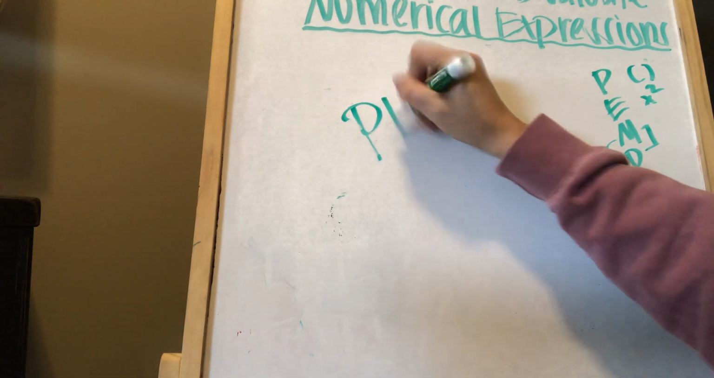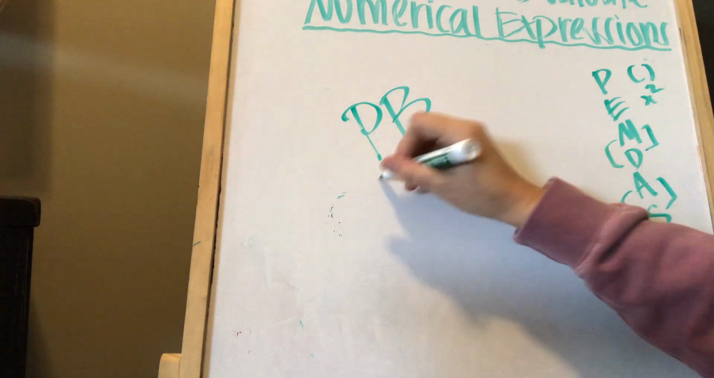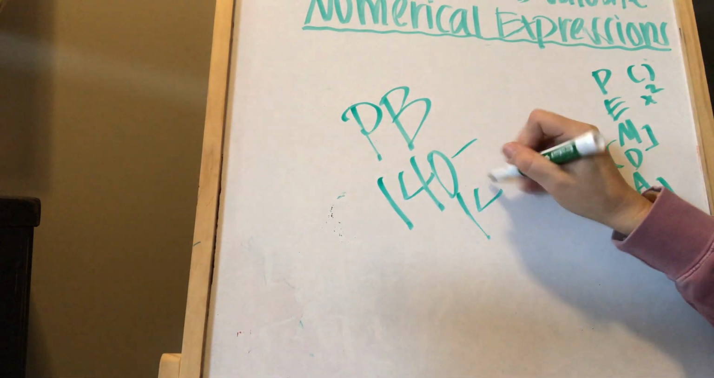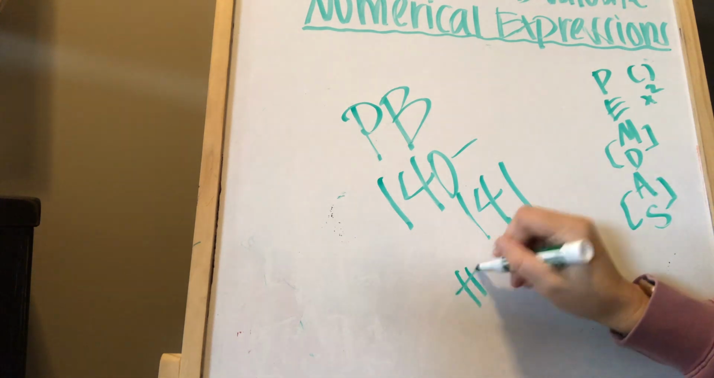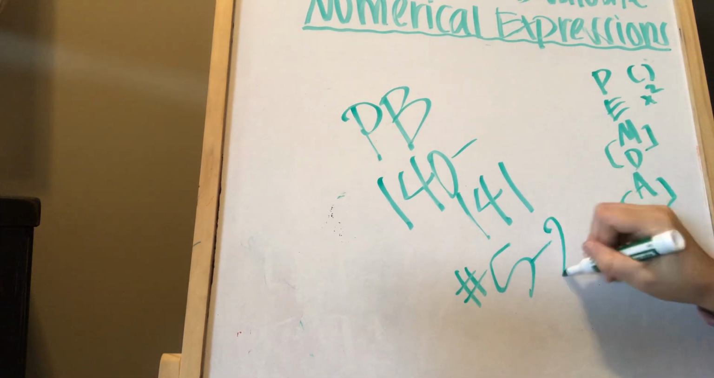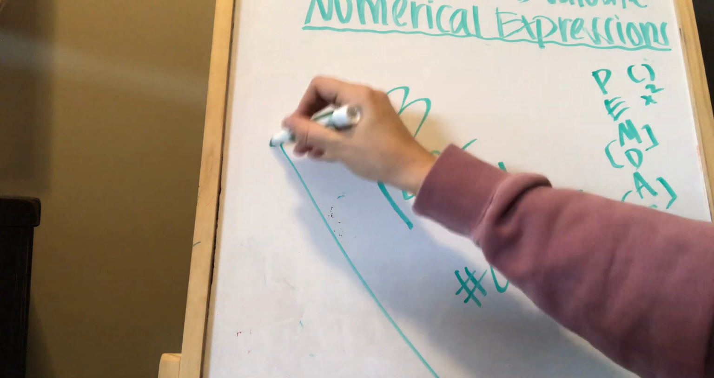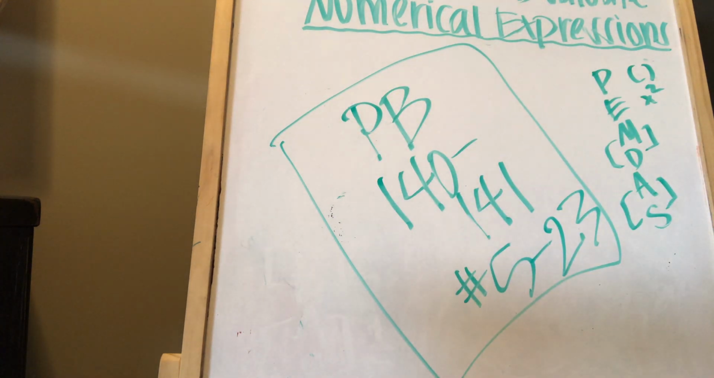Your assignment today is from the practice book. We're doing practice book pages 140 to 141, and we're going to do numbers 5 through 23. Once again, practice book 140, 141, numbers 5 through 23.